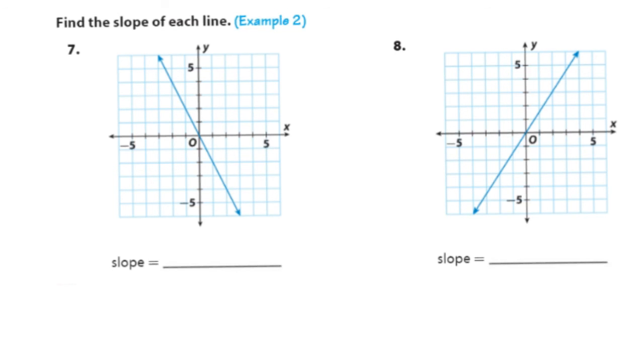Okay, find your slopes by using rise over run. Make sure you determine if it's positive or negative. Be right back.